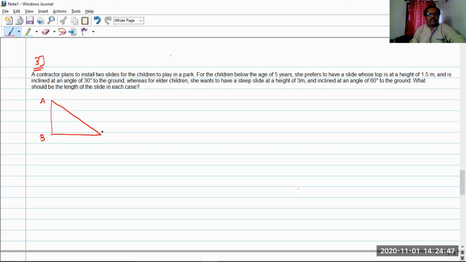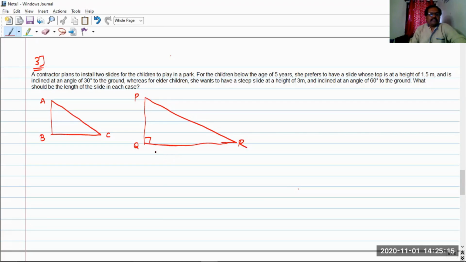The first one. So let it be A, B, C, and we consider one more slide with some more height, more than this, for the elder kids, right? So it will be like this. This one is somewhat larger than the previous, right? So we consider this as PQR. These are the 2 slides to be installed in a children park, right?